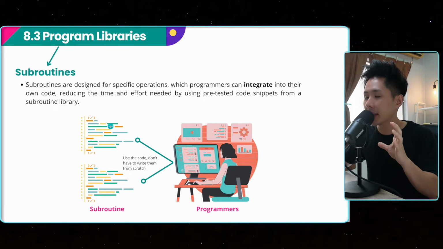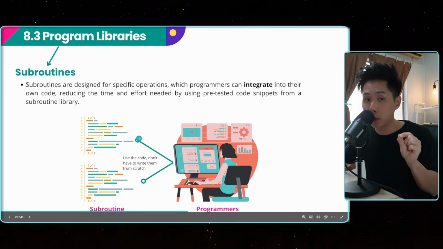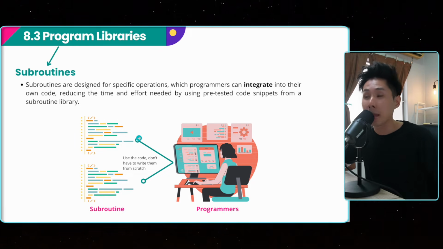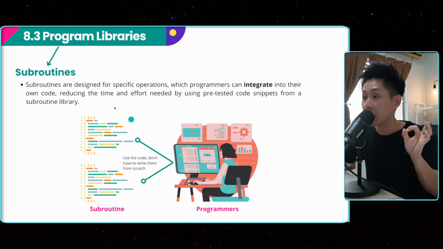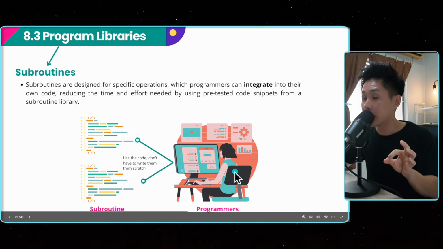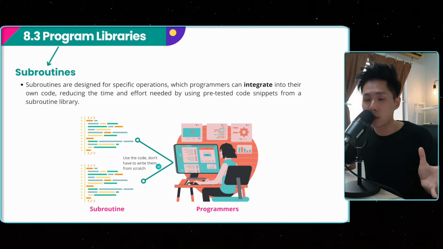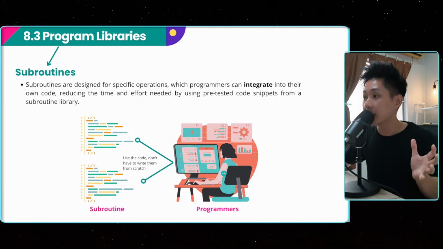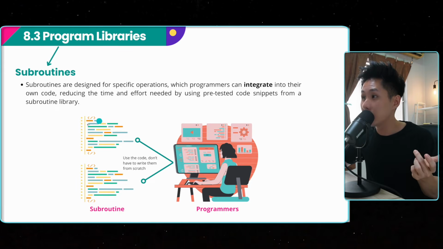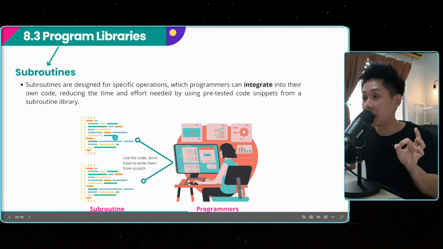Think of some code here. Let's say a programmer has written some code that will be frequently used by other programmers as well. This is when programmers will make this code a subroutine, so that if other programmers want to write the exact same code, they don't have to write it from scratch. They can just write a line in their code editor to use this chunk of software. This is exactly what subroutines are.